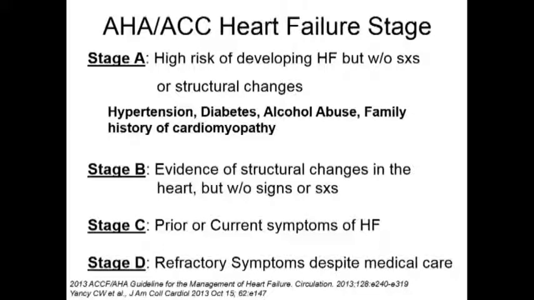Because they're stage A, at risk without structural or clinical signs and symptoms. And you see these patients with hypertension or diabetes or alcohol abuse or a family history of a cardiomyopathy. Stage B, evidence of structural changes in the heart but without signs or symptoms. So they've had an MI, they have an echo, they have regional wall motion abnormality, okay, but they're still asymptomatic.